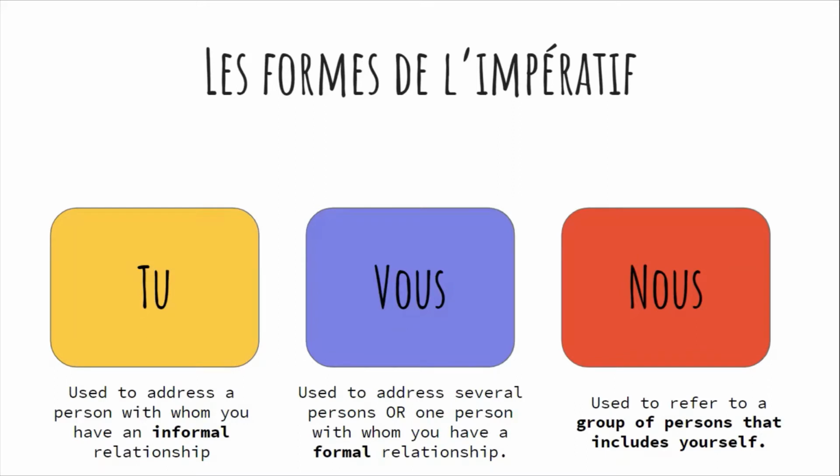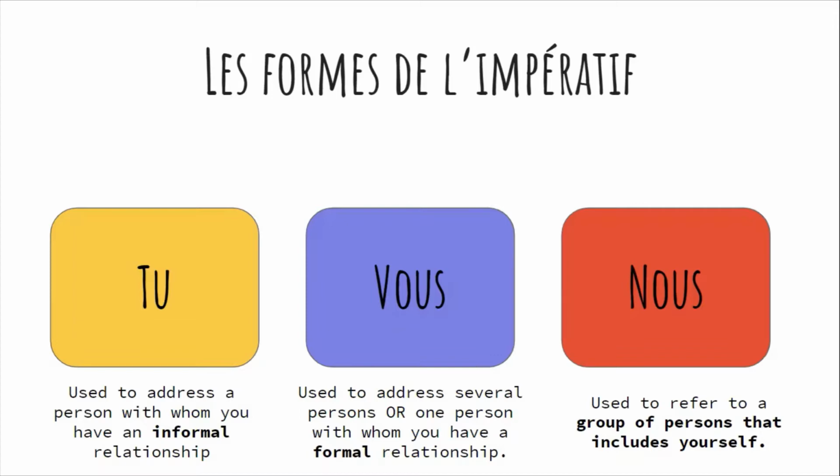Usually, commands are used to address persons directly, hence the use of tu and vous. However, tu is used to address one person with whom we have an informal relationship, as we would have learned before. On the other hand, vous has two uses. It can be used to address several persons at a time, or in this case, to give a command to several persons. Or it can be used to give a command to one person with whom you have a formal relationship. Then we have nous.